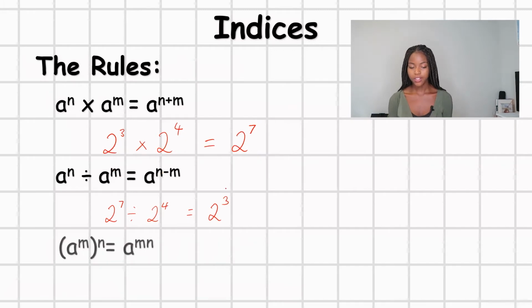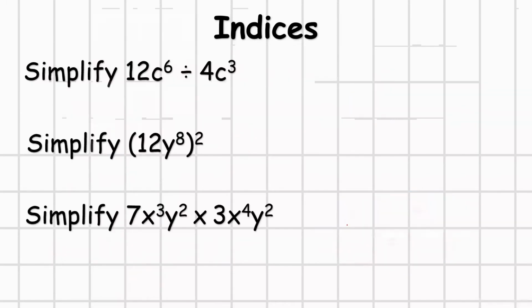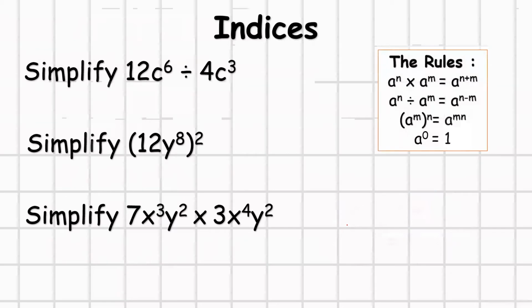And the third rule, it looks harder than it is, but it's a raised to the power of m, all raised to the power of n gives you a to the power of m times n. You'll usually see this written like this, so it's 2 to the power of 3, all raised to the power of 4, for example. In this case, we would simply keep the base the same, so it would be 2. And we would multiply the powers, so it would be 3 times 4, which is 12. So these are the rules to keep in mind. This is something that you're just expected to know. Anything to the power of 0 is 1, and written as an expression, it's a to the power of 0 equals 1.